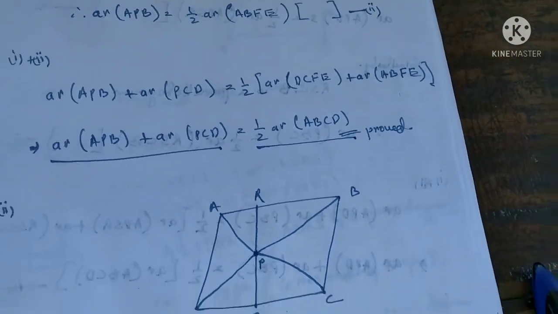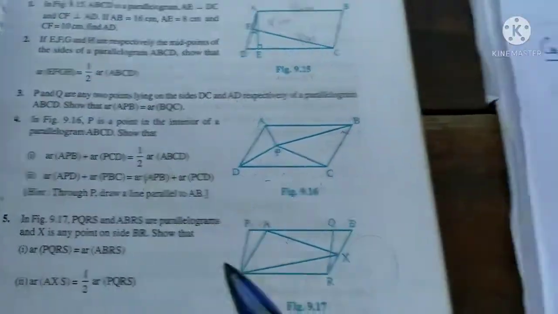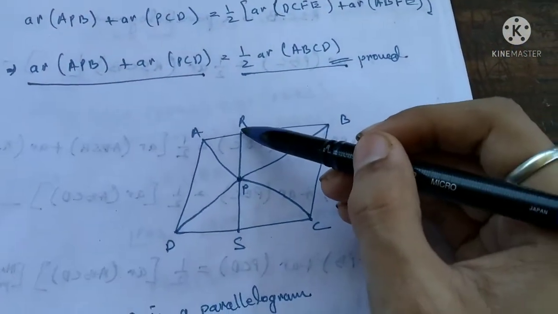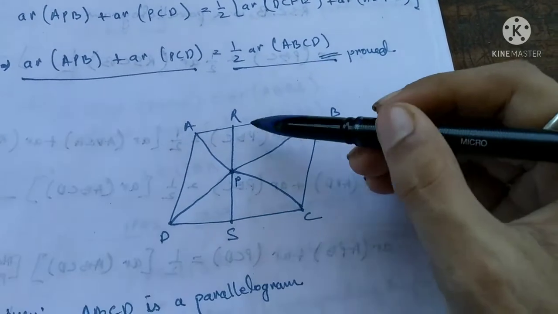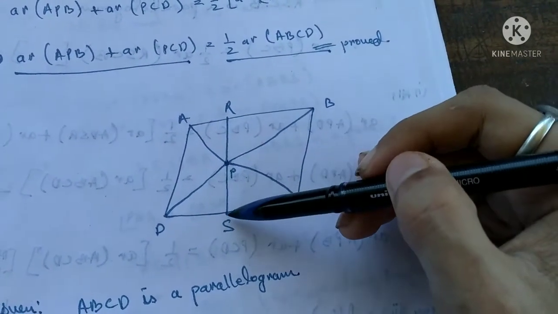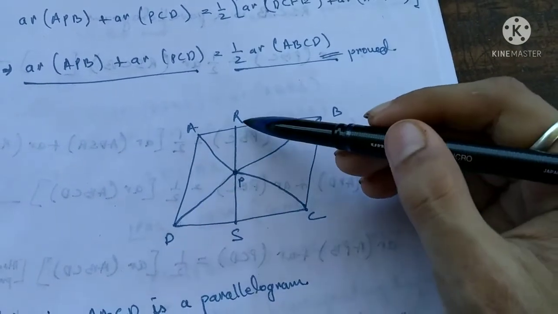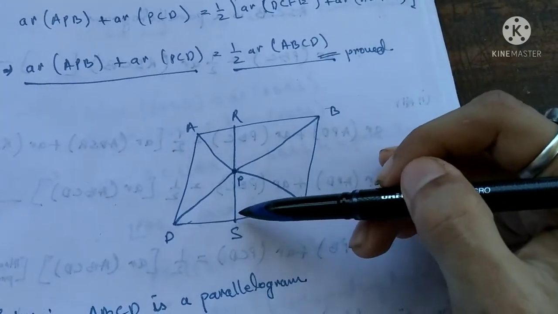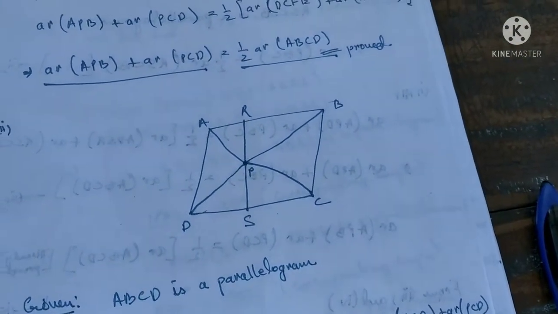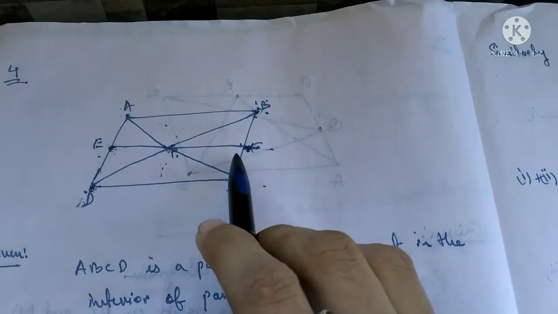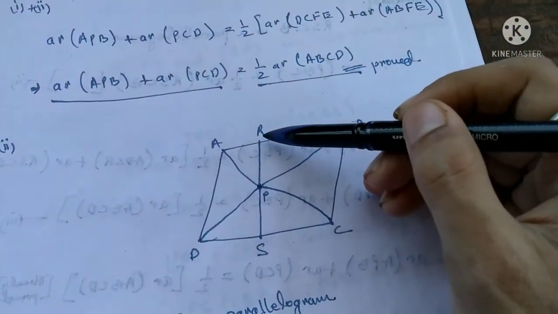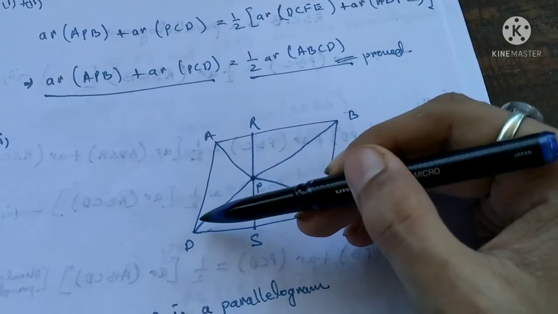This is our proof. Again, to prove the second one, I will draw this same diagram, but this time I will do the construction in this way. A line is drawn through P parallel to AD, which intersects AB at R and DC at S. So this is the diagram. Again ABCD, the same diagram, only the construction differs. Last time the construction was parallel to DC, and this time it is parallel to AD.